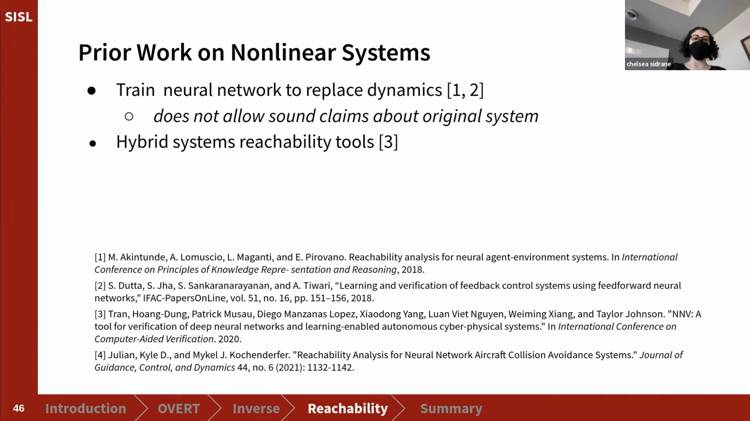There's also work that uses hybrid systems reachability tools, and while we compare to this work later on, it has a couple of drawbacks. The first is that it scales poorly with the state dimension, and the second is that this work in particular computes explicit reachable sets at every time step, which leads to a loose overapproximation and the need for partitioning, which often scales poorly in the state dimension.